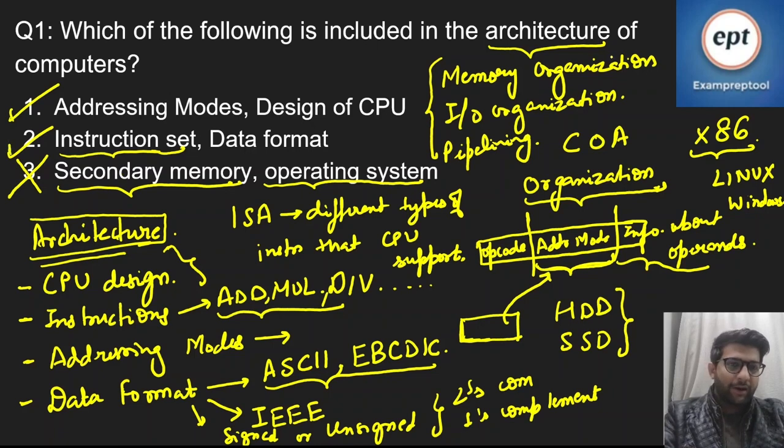So, what is part of organization? The memory organization, IO organization, and the concepts by which we can increase the efficiency of the computer, like the concept of pipelining, right? So you have to just revise what is architecture, what is organization, and what all constitutes the computer architecture and what all constitutes the computer organization, right?